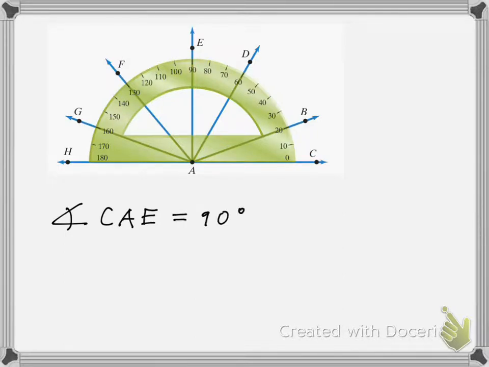Okay, let's try angle BAF. BAF is right here. It starts at B, goes to A, goes to F. Well, this is not too bad. It starts at 20 degrees on the protractor and goes to 130 degrees. That would make that 110 degrees if I subtract 130 minus 20. So that's 110 degrees.